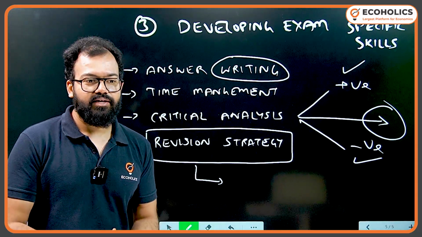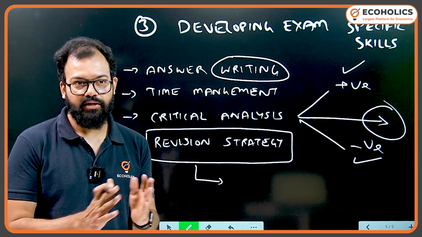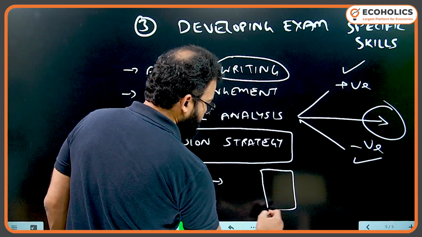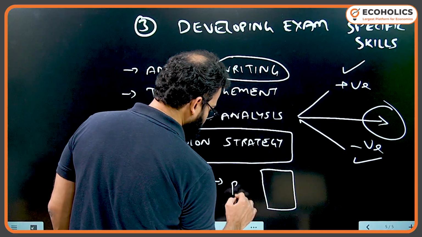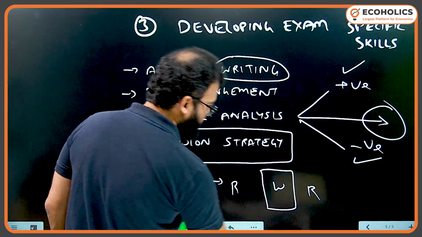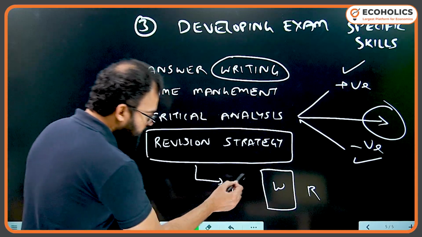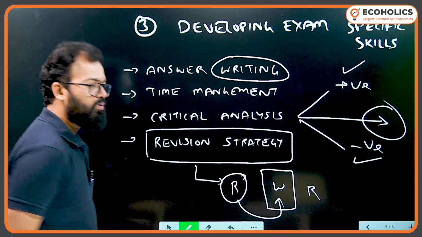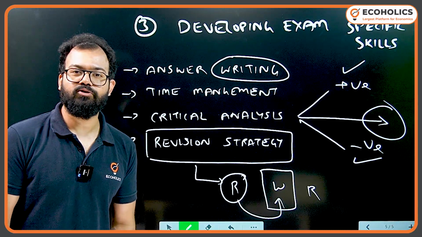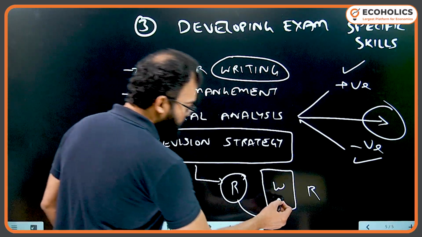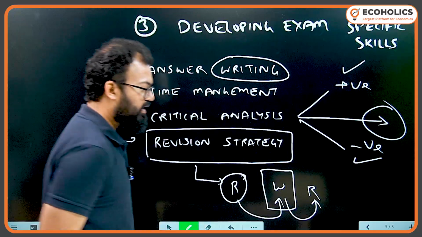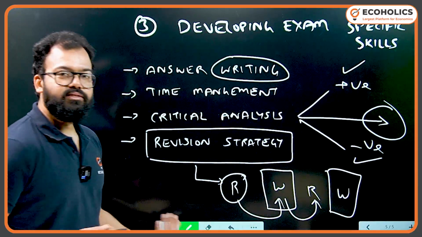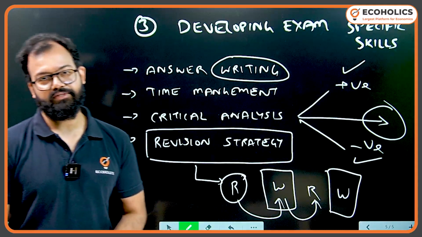And generally what I say, revision is not just reading only, it is reading and reproducing. So read, write, then read again. Because when you read, you feel you know everything. But when you write, you realize, oh, I'm able to recall only 2 or 3 points out of 10. The other 5, 6 I'm forgetting. Again I'll read. Then again I will write. And this is how you develop your revision strategy.